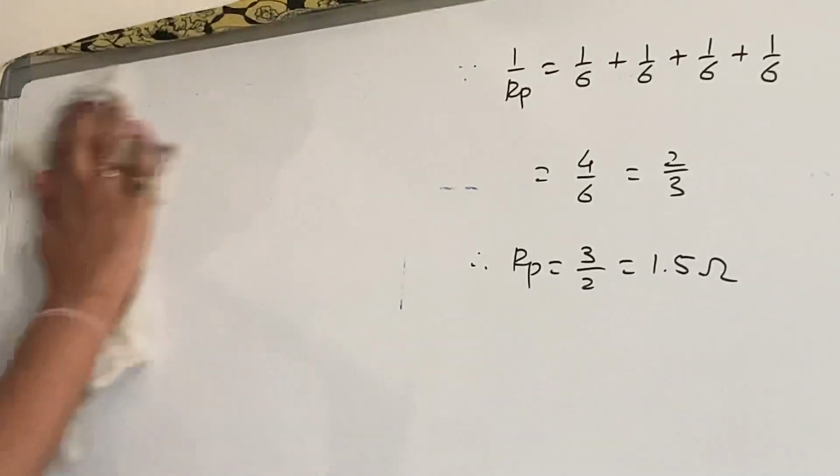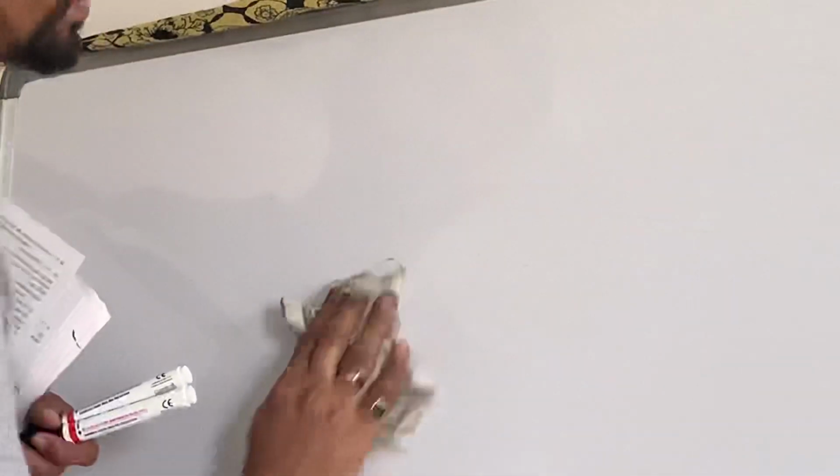Now we'll go with the 12th. Now check, the 12th is different. What does the 12th question say? You have a circuit diagram given.